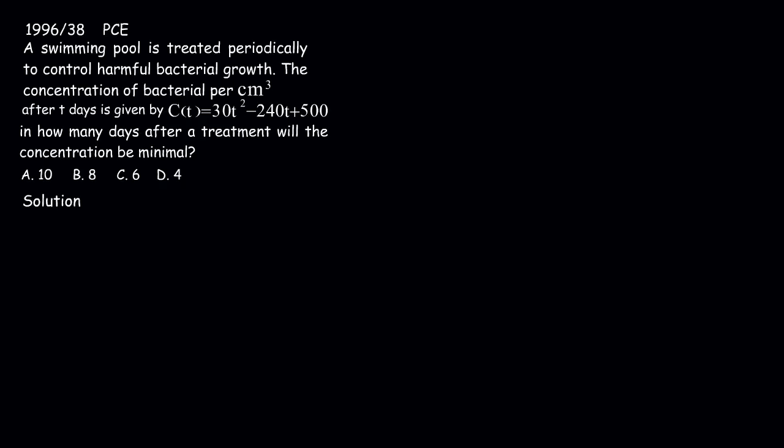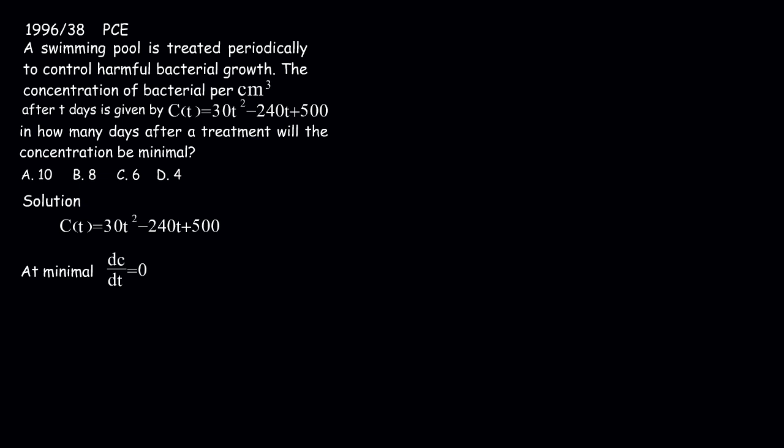Our next question states that a swimming pool is treated periodically to control harmful bacterial growth. The concentration of bacteria per cm cube after t days is given by the function C of t is equal to 30t squared minus 240t plus 500. In how many days after a treatment will the concentration be minimal? Now it's a question where we are looking for minimum point. At minimum point, dC over dt will be equal to 0.